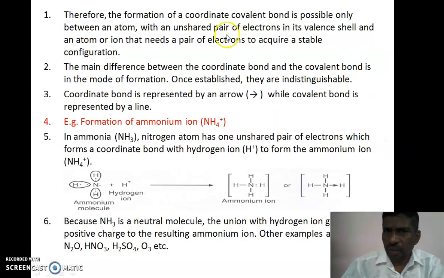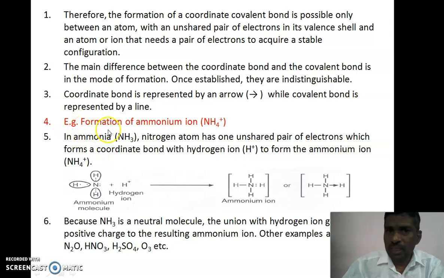Formation of a coordinate covalent bond is possible only between an atom with an unshared pair of electrons in its valence shell and an atom or ion that needs a pair of electrons to acquire a stable configuration. The main difference between the coordinate bond and the covalent bond is the mode of formation; once established they are indistinguishable. The coordinate bond is represented by an arrow while the covalent bond is represented by a single line, as seen in the previous lecture.